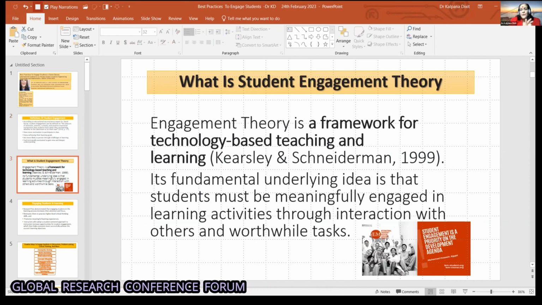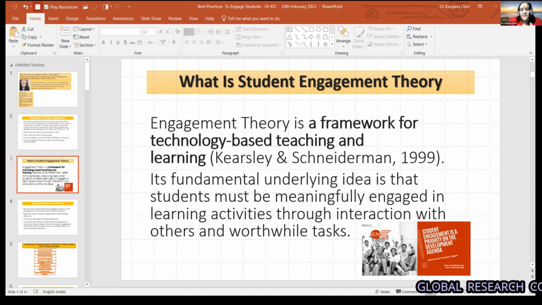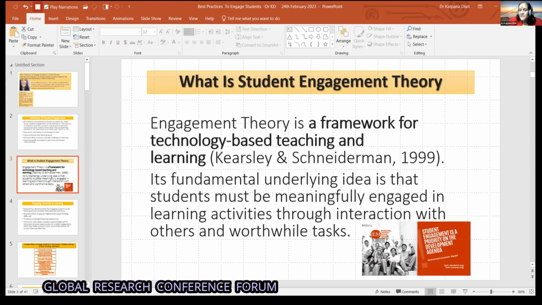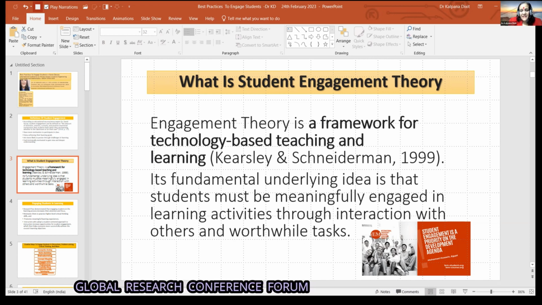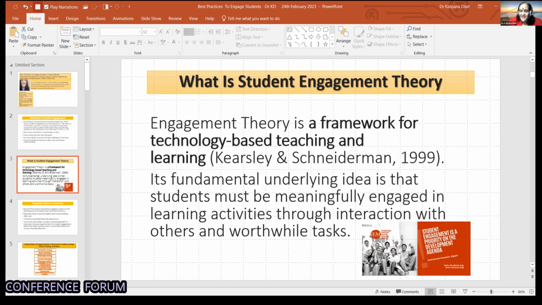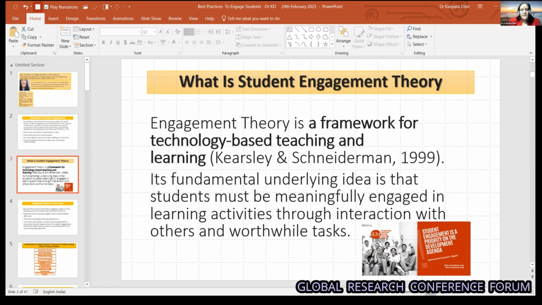What is student engagement theory? This is a very simple theory. It is a framework for technology-based teaching and learning. This was defined by Sutherland in 1999, and its fundamental underlying idea is that students must be meaningfully engaged in learning activities through interaction with others and worthwhile tasks.